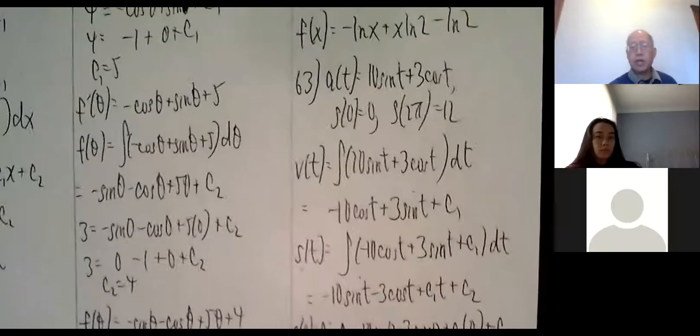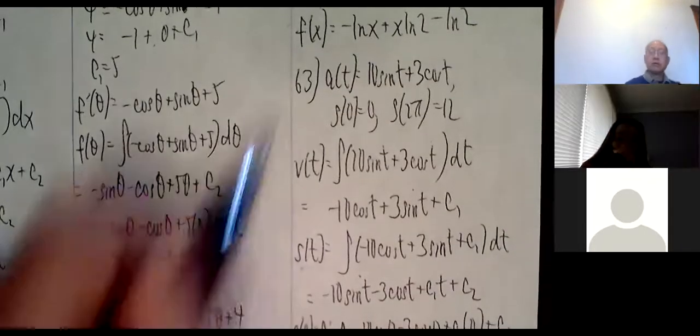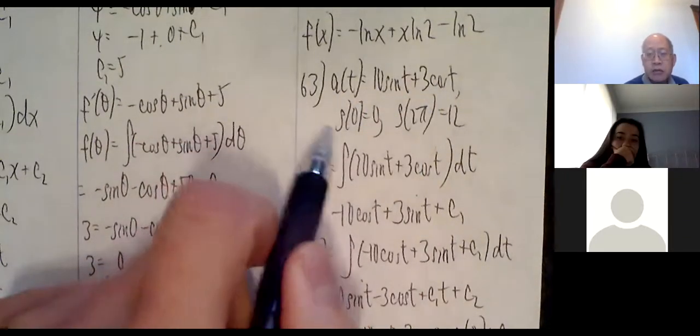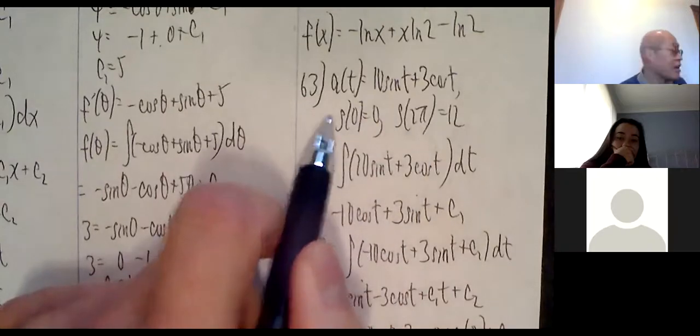Okay, so I'll do 63 and then I'm done. I know some of you had chat, so I'll check the chat, or maybe if Prasanna is there, you can answer those. So A of t is equal to blah, blah, blah. S of 0 is 0. S of 2 pi equals 12. So again, I'm anticipating my final answer is not going to have a plus C because I can figure out what they are.